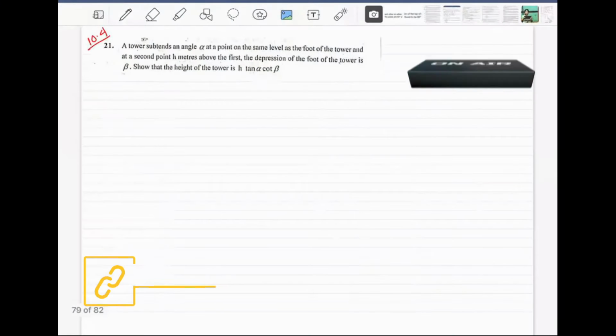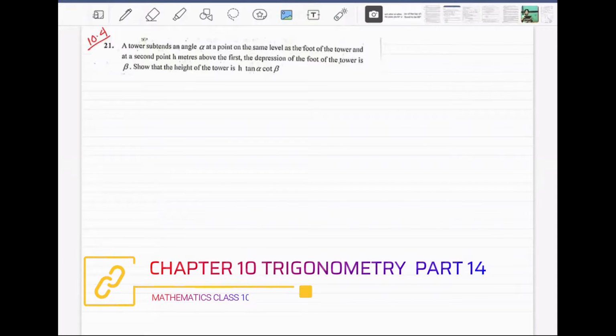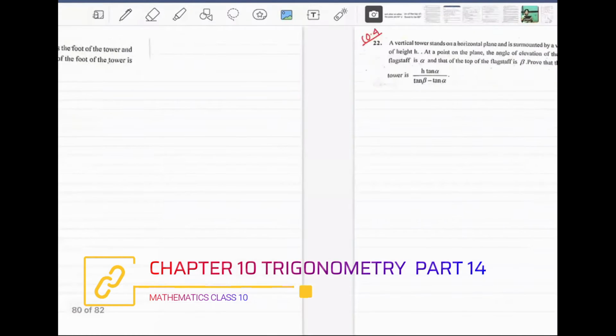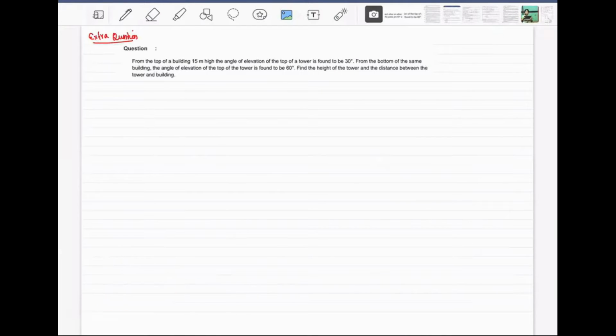Today we have two more questions left from your exercise 10.4. And in addition to that, I'm adding two more questions from the CBSE textbook.